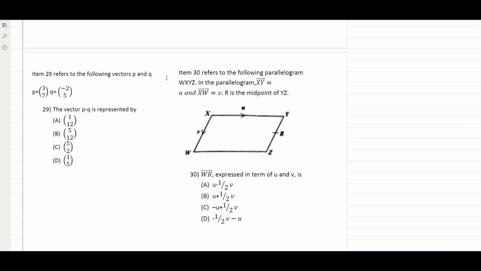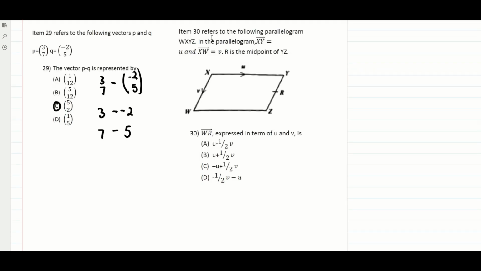Item 29 refers to the following vectors: p minus q, that is 3, 7 minus 2, 5, which is 3 minus 2 and 7 minus 5. 3 minus 2 is 5, 7 minus 5 is 2, so it's 5, 2, which is C.